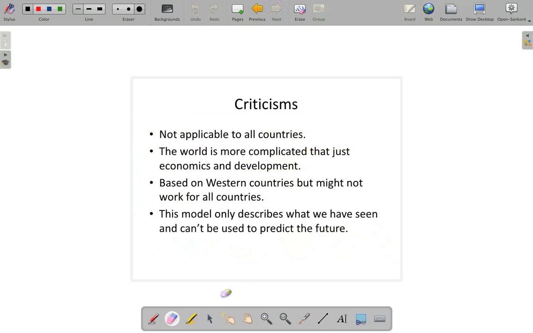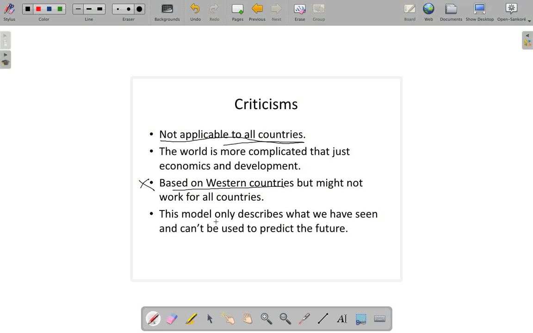And last, let's look at the criticisms. One of the criticisms, and it's related to this point down here also, is that it's not applicable to all countries, right? This is based on a Western model, Western countries, Western Europe especially. And it might not work for all countries, especially poor countries, right? They might continue to have children even though they've moved into a developed stage, right?